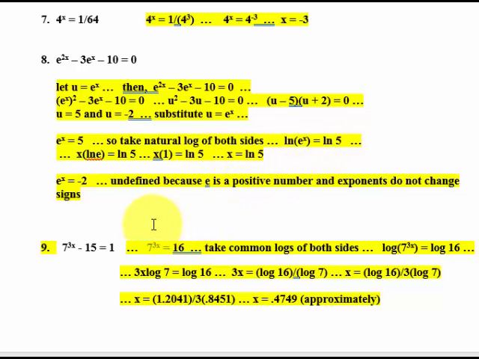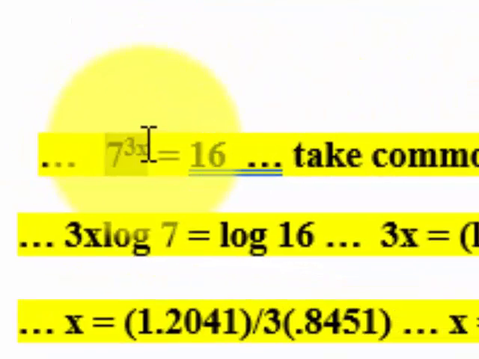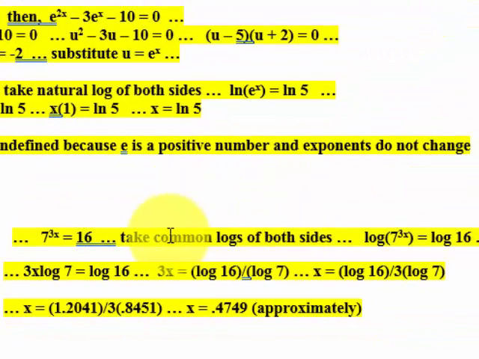So let's jump on down to number 9. This is a mess, right? I'm going to add 15 to both sides, so I have the term with the x in it on one side of the equal sign, everything else on the other. But now 16 is not a power of 7. So here's the logarithm rule again. We're going to take a logarithm of both sides. This one's going to be a common log because it doesn't have an e in it. You take a natural log whenever there's an e. But with this one, we take a common log of both sides.